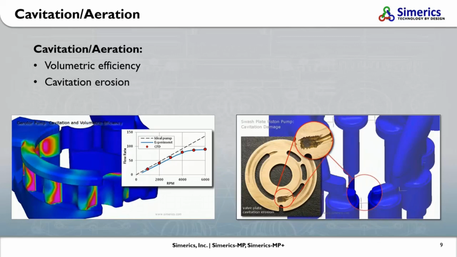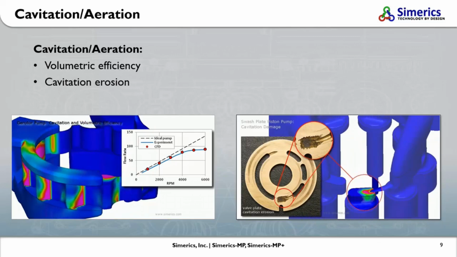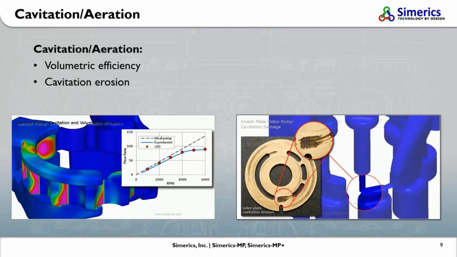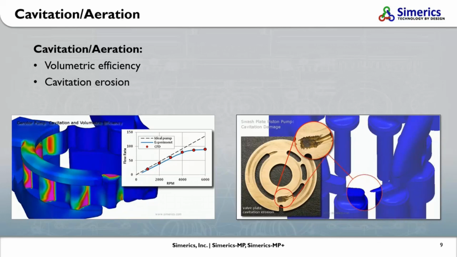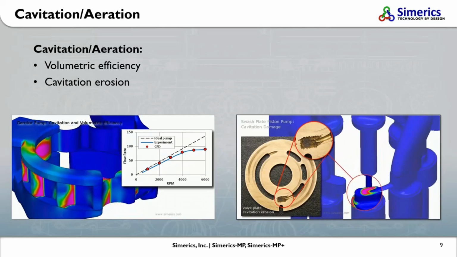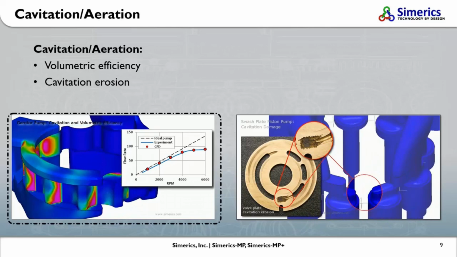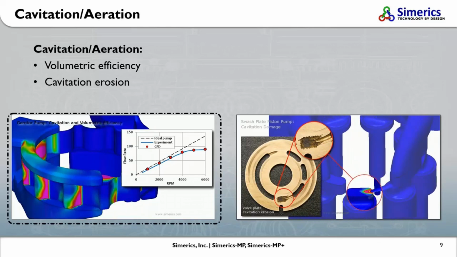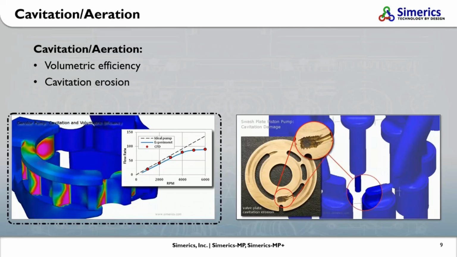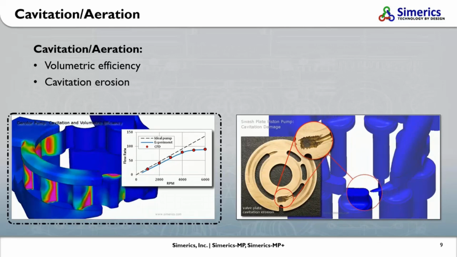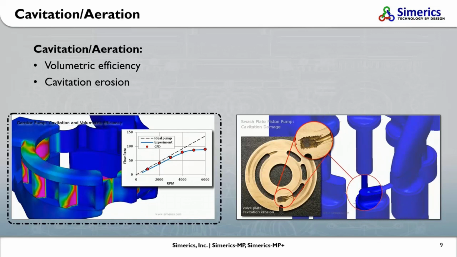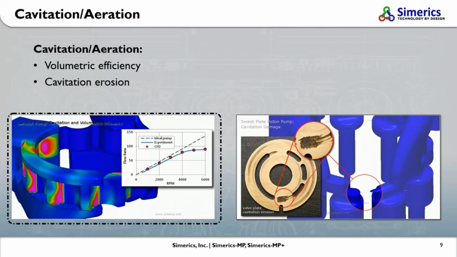In terms of cavitation, Cimerix MP Plus can perform two kinds of analyses. First, predicting the volumetric efficiency. For an ideal pump, the flow rate grows linearly with the pump rotation speed, as seen from the dashed line in the left diagram. However, in real-world designs, after a certain rotation speed, the liquid supply cannot match the pump speed, and the flow rate will flatten out as seen in the blue line. Cimerix MP Plus simulation results, shown as the red dots, accurately captured this.